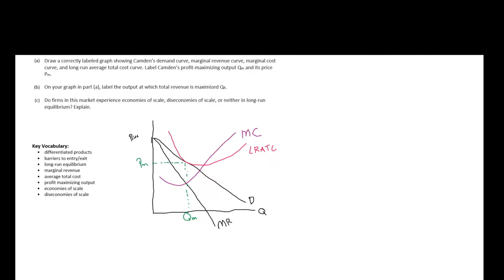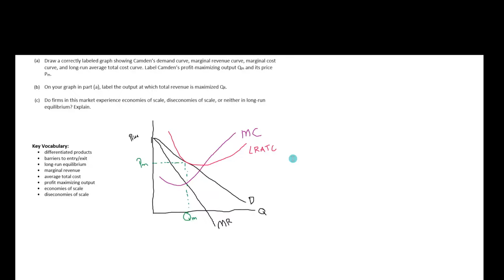Now, before we go on to part B, it's worth noting that because the question tells us we're in long-run equilibrium, long-run average total cost is going to equal price. So that means there's zero positive economic profit here. The question doesn't ask us about that, but it's worth remembering.